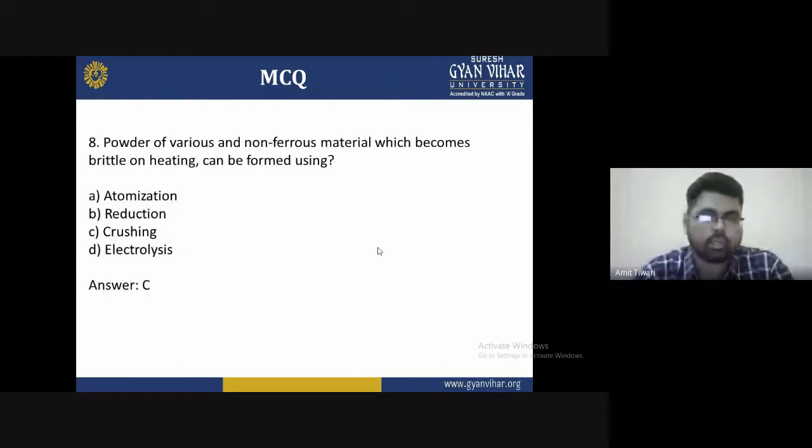Eighth question is related to the powder of ferrous and non-ferrous metals which become brittle and can be formed usually. Options are A atomization, B reduction, C crushing, and D electrolysis. So all these terms can be calculated by different methods, different observations, different capabilities. That is crushing, the right thing.